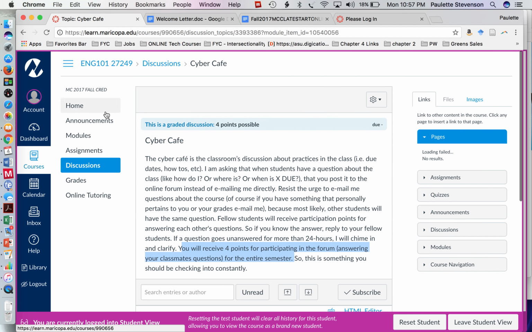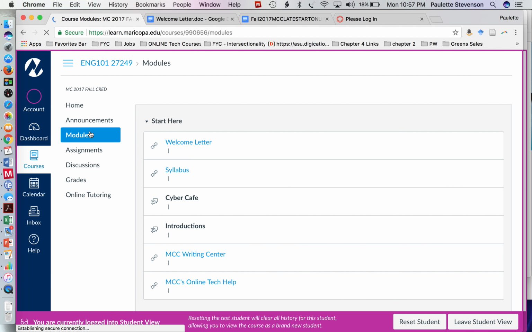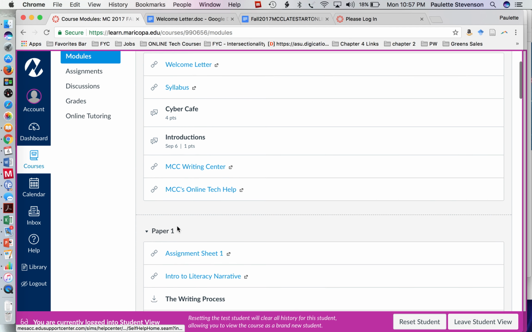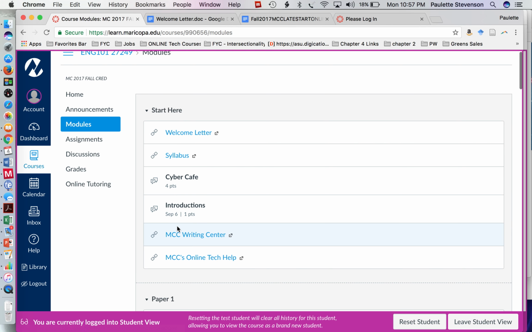Let's go back to our Canvas site. So you'll notice the modules here. Start Here has most of the cyber cafes there. Most of the stuff that you'll need to keep referring to is there. Your introductions are here, the links to the Writing Center, the links to MCC's online helper here. Okay, so that's the Start Here module.